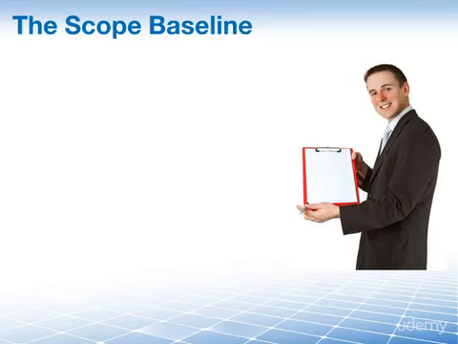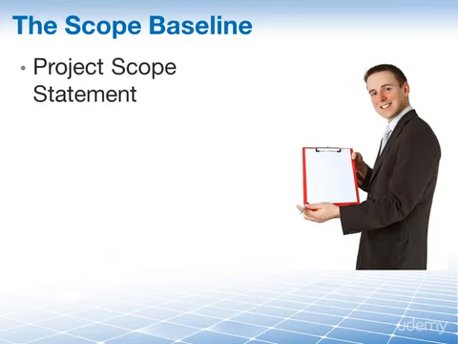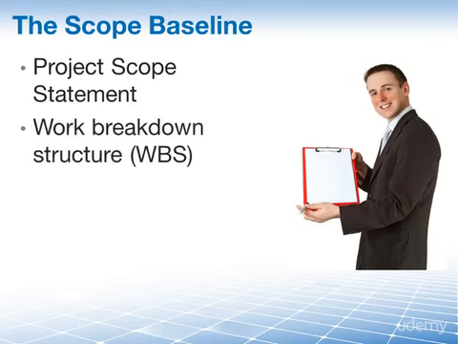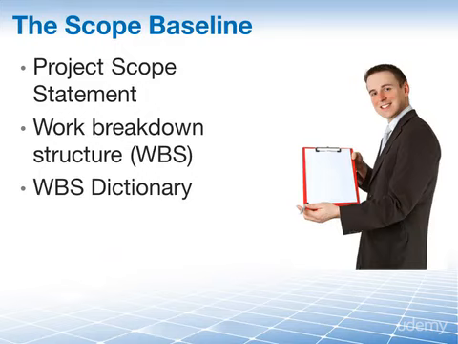Well, it's quite simple. The scope baseline consists of 3 documents. First of all, your project scope statement. Then the WBS, the work breakdown structure, as well as the work breakdown structure dictionary. And I promise that once you have watched all the lessons here on scope, you will know the ins and outs of the scope baseline and all the other terms that we have looked at so far in this lesson.